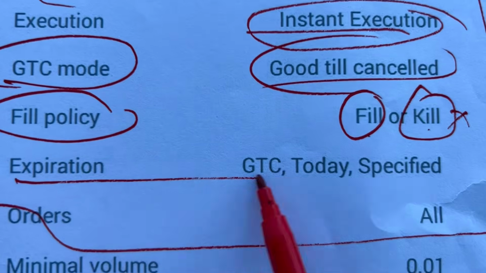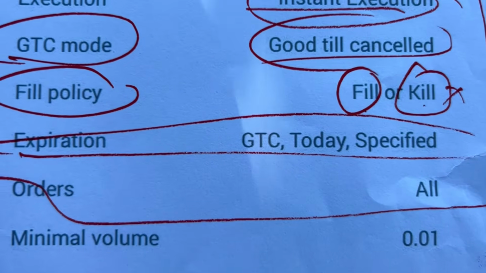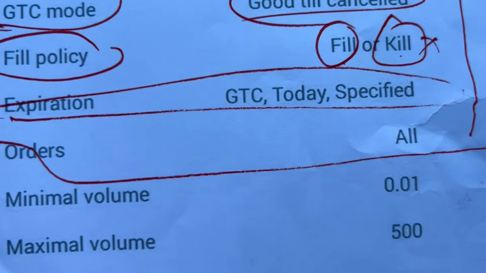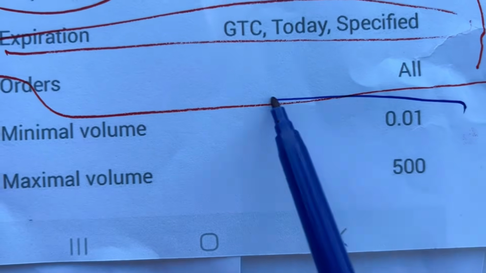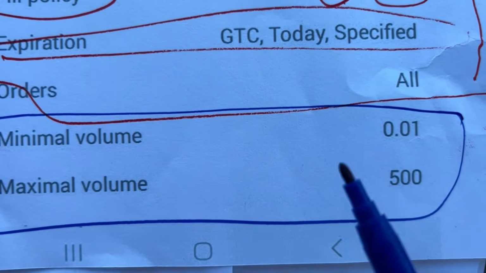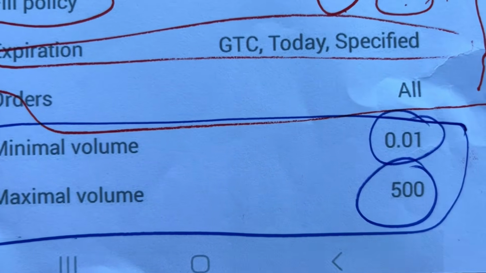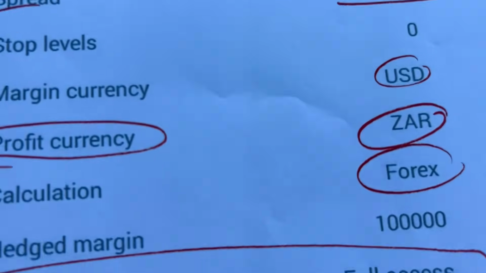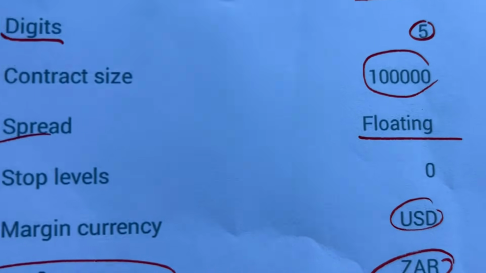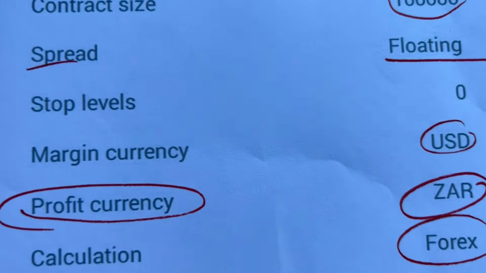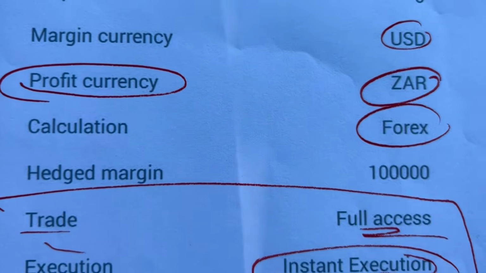All right, expiration, this is the same thing as I was explaining. The most important part that I want to explain here is you understanding the minimum volume and the maximum volume of 0.01 and 500. This is most important. All right, now when you're looking here, we have everything that we need to understand.